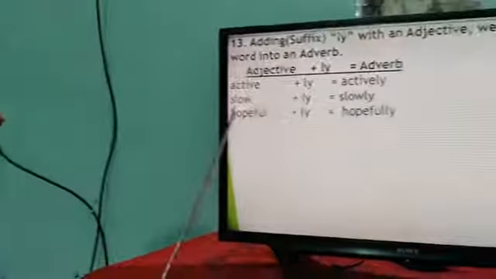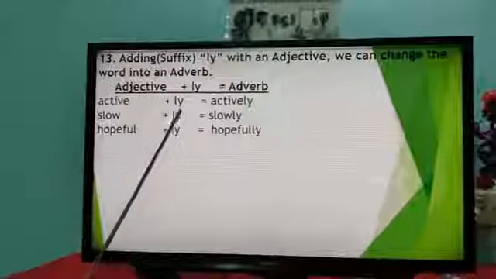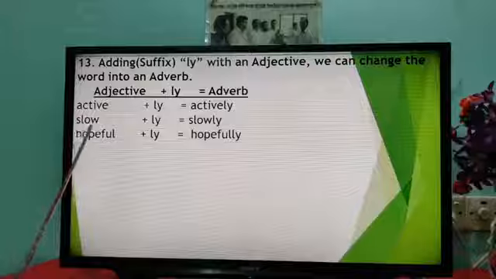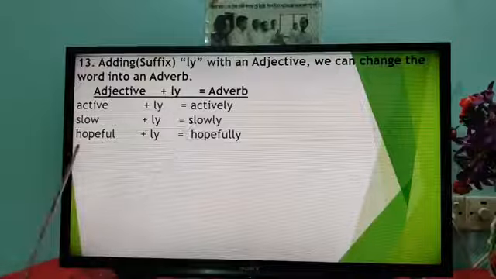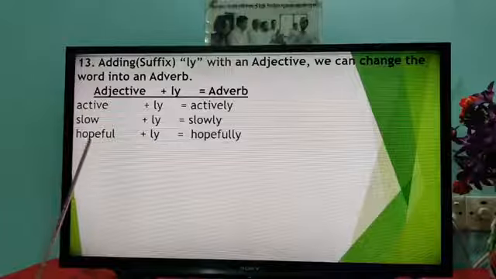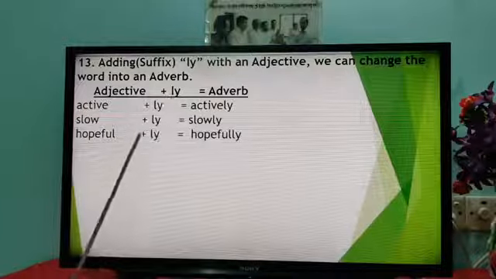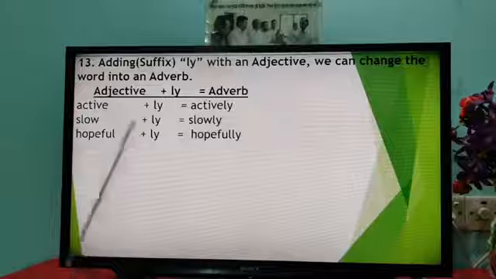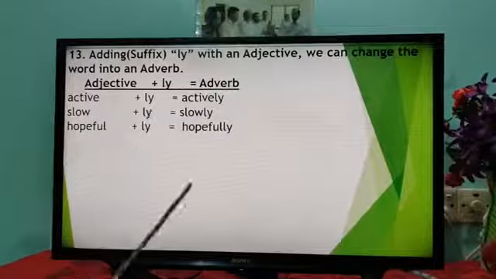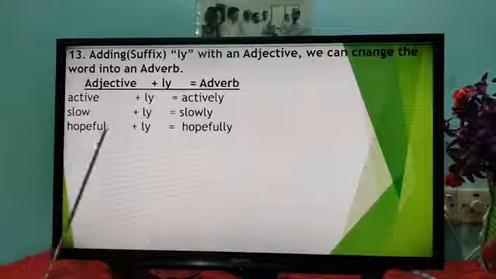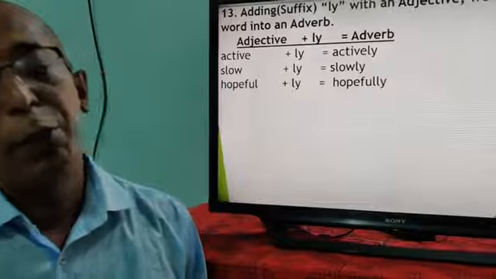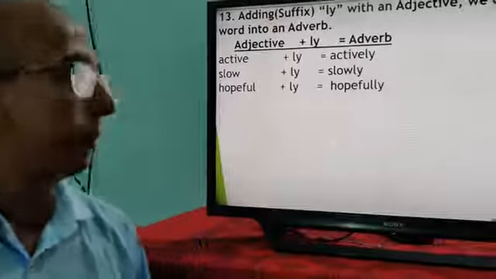Clear? Suppose active, adjective plus ly, actively. Slow, slowly. Hopeful, hopefully. These words are adjectives and the ly suffix is added to these adjectives and these are adverbs. Okay? If you add ly with an adjective, you can make it an adverb.